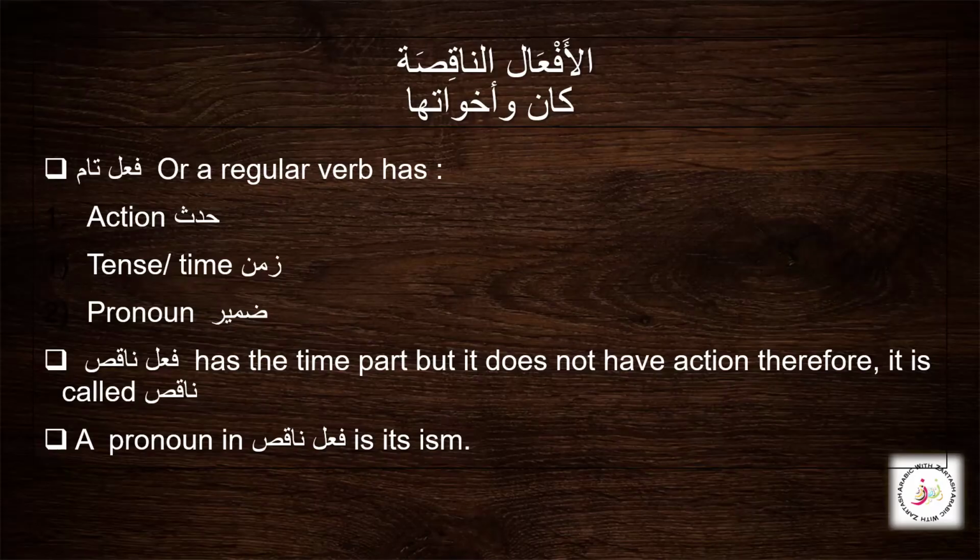So, we are moving to a very important topic in this advanced level, this is Afal Nakisa, the incomplete verbs. So, what are the Afal Nakisa? First, we know that in English this Nakis means incomplete. So, these verbs are called incomplete verbs because they don't give a full meaning on their own. They need another word to complete the sentence.